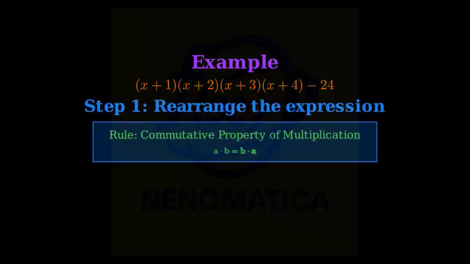First, we'll rearrange the expression to group the factors more effectively. We can rewrite this as x plus 1 times x plus 4 times x plus 2 times x plus 3 minus 24. This grouping will help us in the next steps of our factorization process.